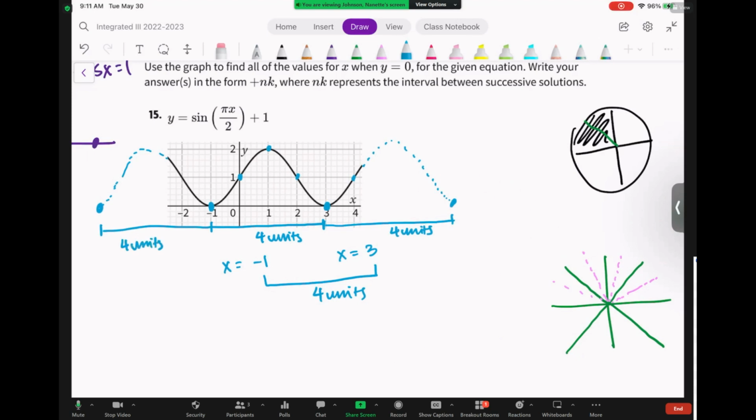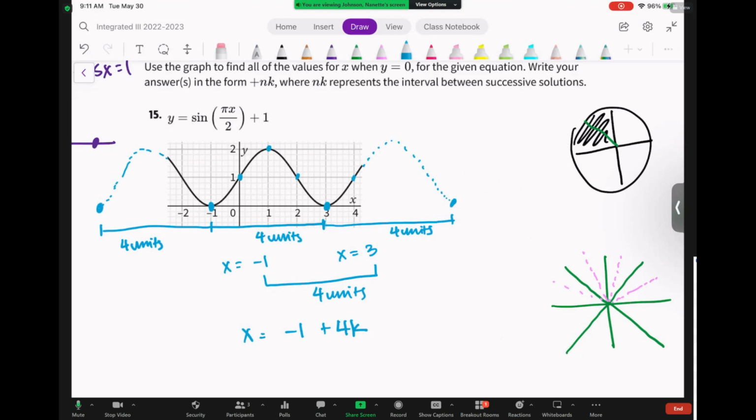That basically means my answer could be -1 plus 4k, where k is any integer, positive or negative, whole numbers. And I will just add -1 to it. This is kind of like your slope-intercept form, where -1 is your initial value and you're adding your slope to it. Every 4 units, you're going to get another solution. So 4 units, solution. 4 more units, solution. 4 more units, solution. So that is the answer, -1 plus 4k.